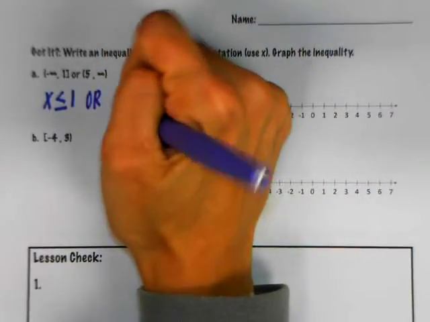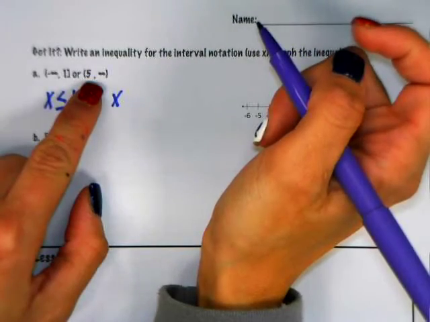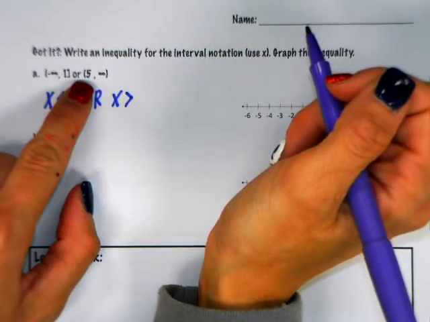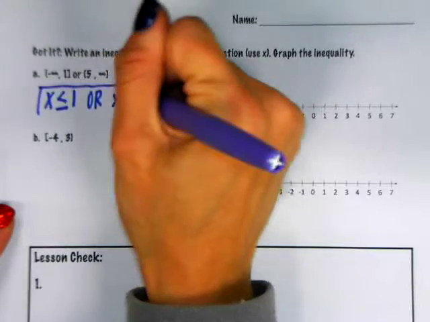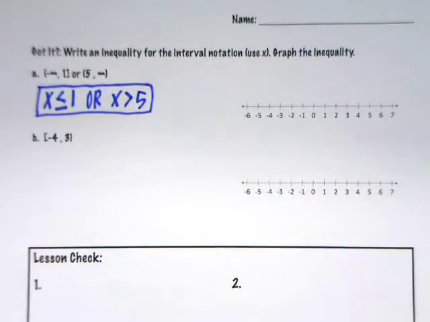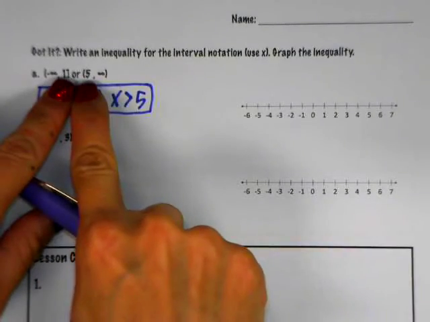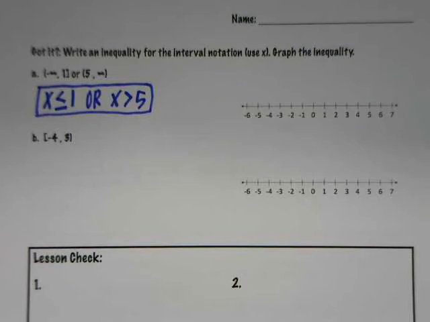Or x is, so is this one going to be less than or greater than? Greater than. And then look at the 5. Is it going to have the equal to? Nope. 5, and that's it. Make sense? So you're mainly focusing just on the two numbers on the inside, okay? All the infinities are telling you is that it's an or because it's going in both directions, okay?